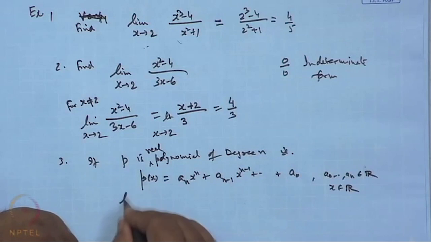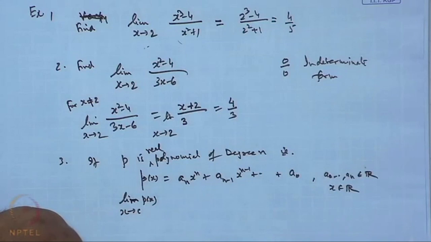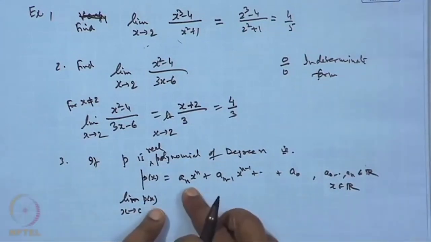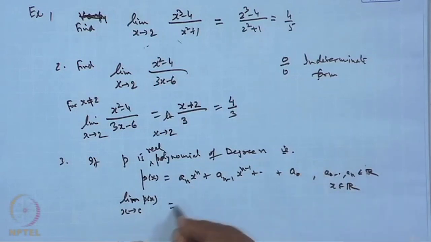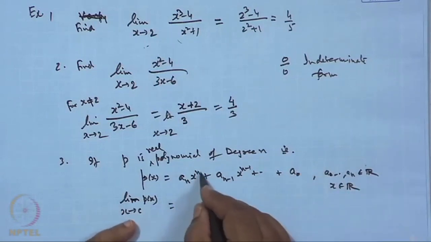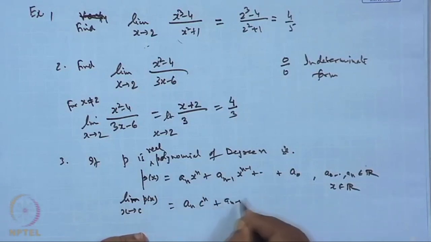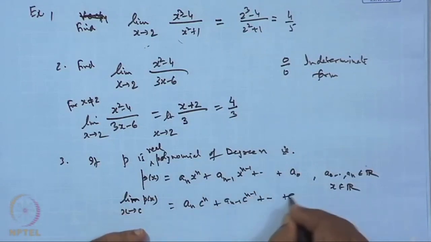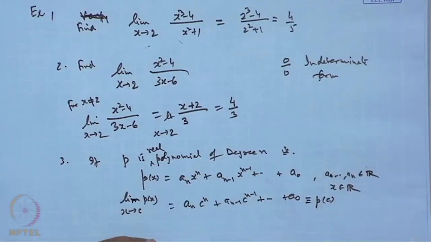If we are interested in computing the limit of this P(x) when x tends to c, then obviously it is a sum of these functions, because each one is a function. So, when you take the limit of this as x tends to c, then x to the power n will go to c to the power n. So, it will come out to be a_n c to the power n plus a_(n minus 1) c to the power n minus 1 plus, and so on, plus a_0, which is equivalent to the polynomial P at the point c, a constant P(c). So, the limit of the polynomial P(x) when x tends to c is this.